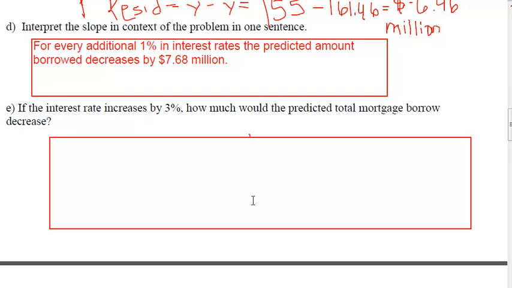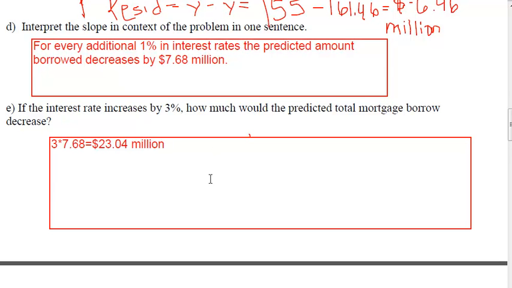So since for every 1% increase there is a $7.68 million drop, then we would just have 3 times 7.68, because we have an interest rate increase of 3%. So that's going to be in millions of dollars, 23.04.